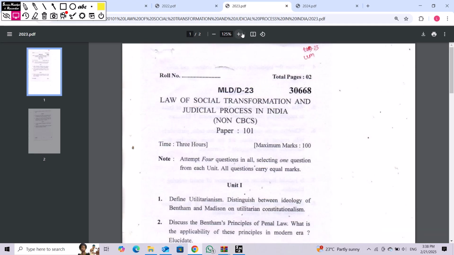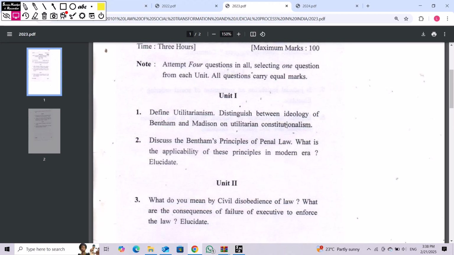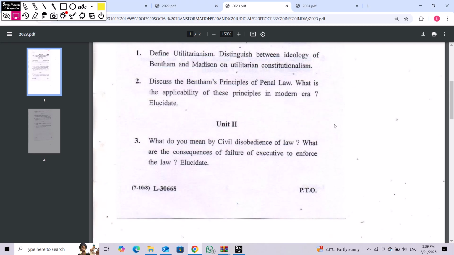So these are the questions. Unit 1 has two questions. Define utilitarianism, distinguish between the two. And second is: discuss the Bentham principle of penal law. What is the applicability of these principles in the modern era? Unit 2 is: what do we mean by civil disobedience of law? What are the consequences of failure of the executive to enforce the law?